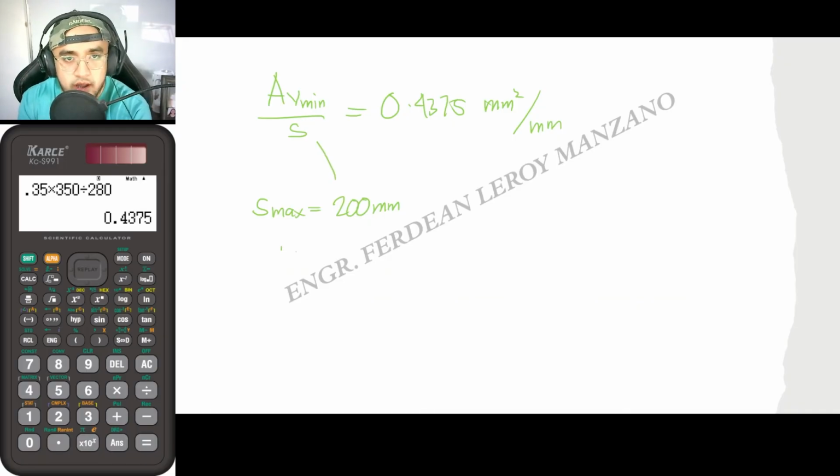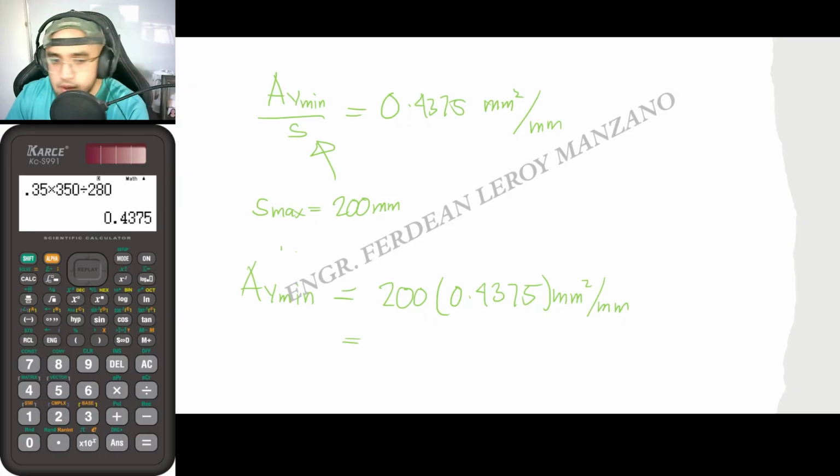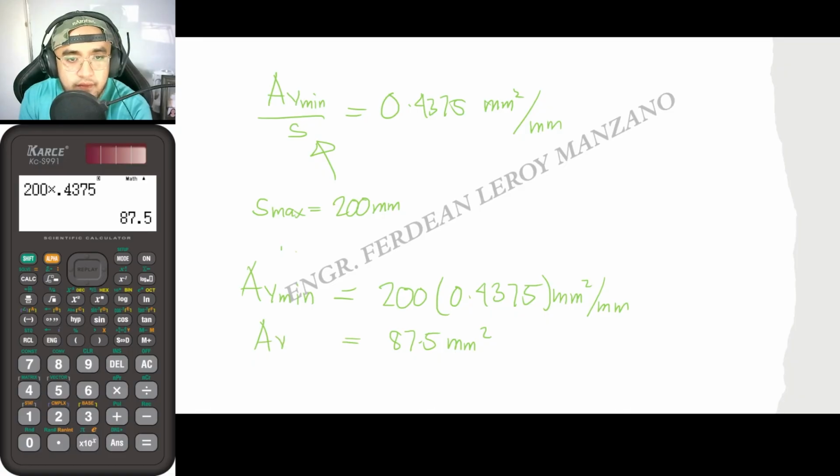Just substitute 200 mm to this value. So from that, AV mean is now equal to, cross multiplying, 200 times 0.4375 millimeter squared per millimeter. So this is now equal to 200 times 0.4375. So our answer here is equal to 87.5 millimeter squared. So meaning that this is AV minimum. So this is now AV minimum.